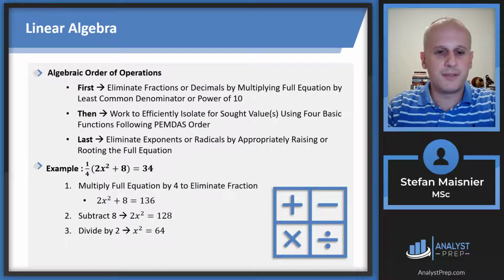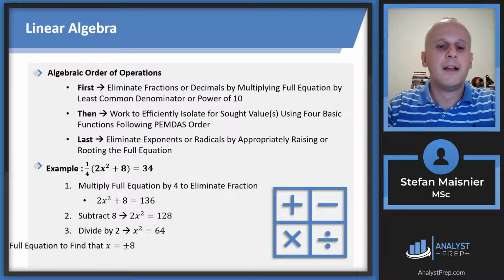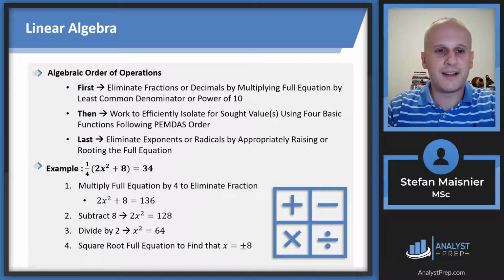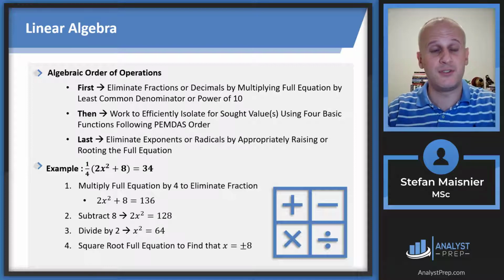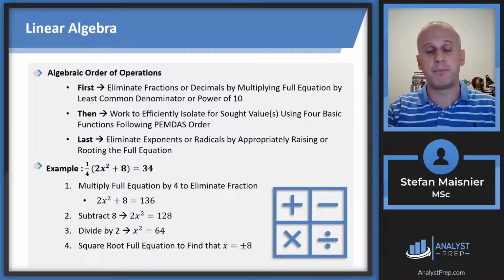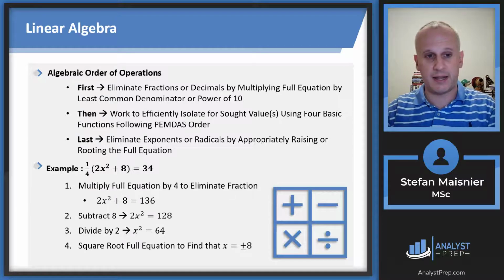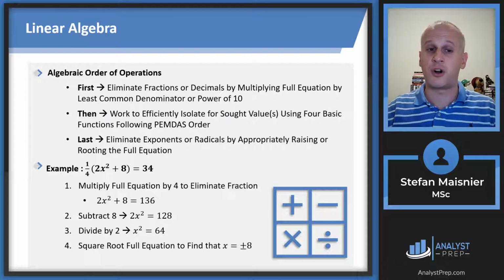Divide the entire equation by 2, so then you've got x squared is equal to 64. Square root the full equation to find that x is equal to positive or negative 8. Remember the negative, because if you square root something, you've got both a positive and a negative possible solution, because positive 8 times positive 8 is obviously 64, but so is negative 8 times negative 8.